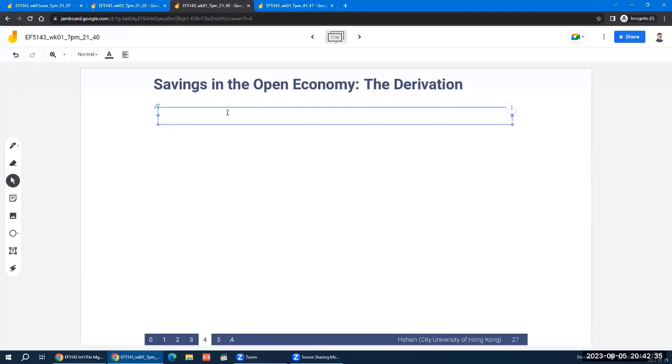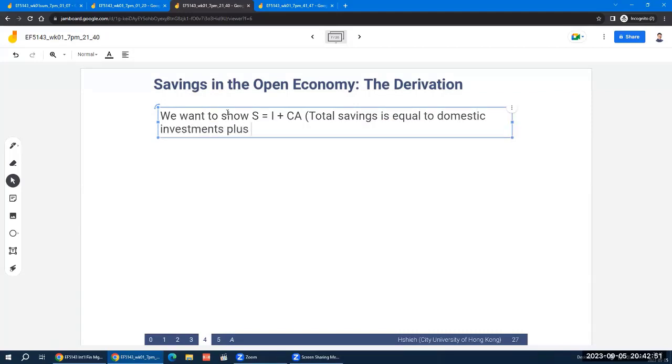So let's go ahead and prove it. Our objective here is to show that S equals I plus CA. In other words, total savings is equal to domestic investments plus the current account. And remember, you think about the current account as net borrowing and lending, also in a financial sense now.